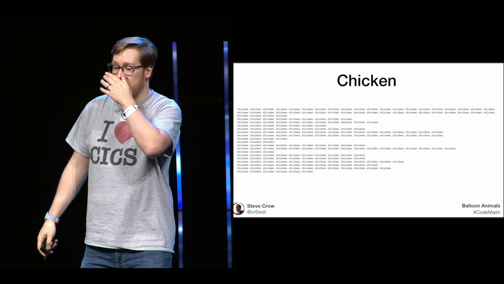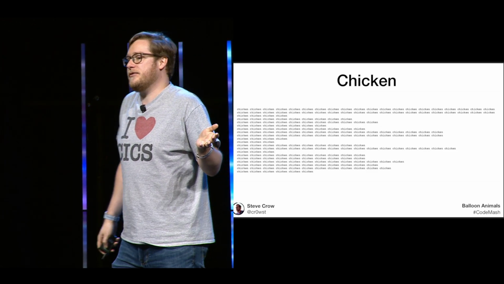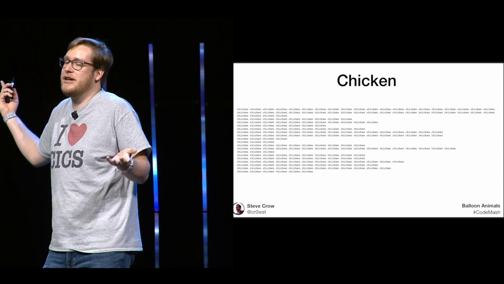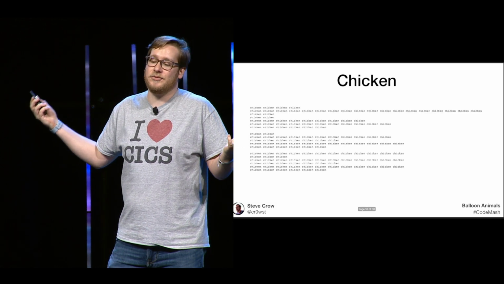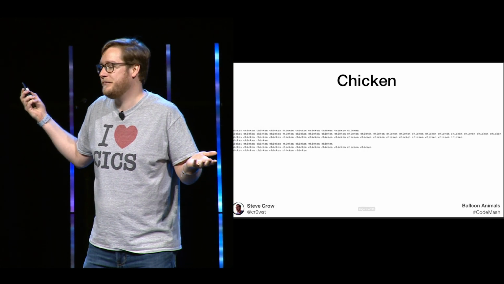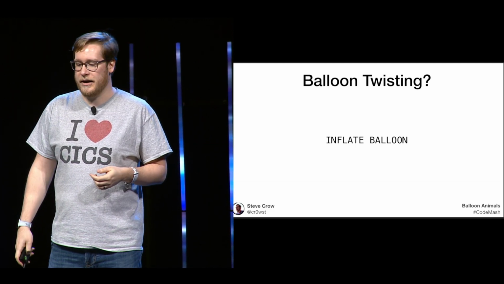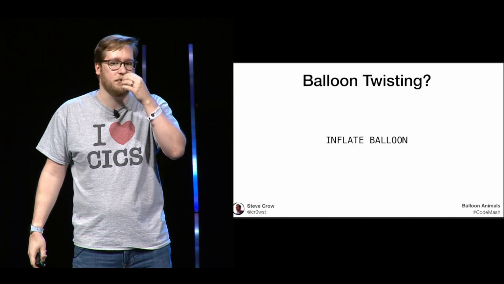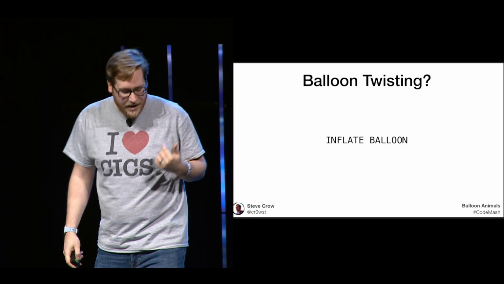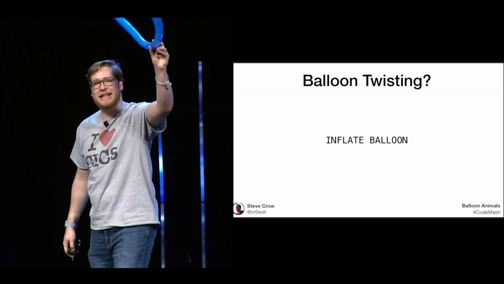Then we have Chicken, and Chicken is a really good language. The only keyword is chicken, so if anybody wants to learn it, chicken is the only thing you need to know. And hello world in Chicken is really, really long. Oh, this isn't the updated one. I was also going to talk about Whitespace, which was kind of a cool language. It's only newline characters, tabs, and spaces. But balloon twisting is what you're here for. So hello world: inflate the balloon, we're done.